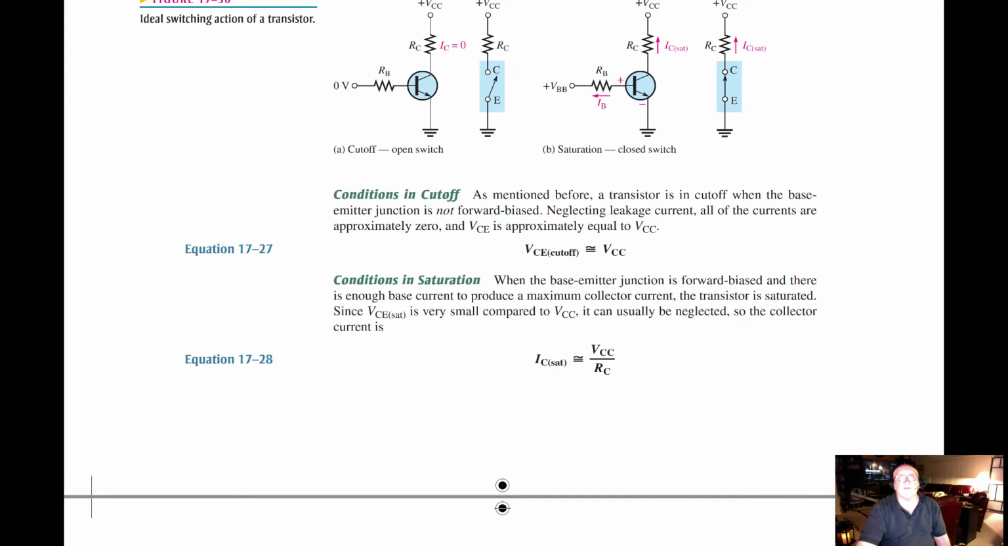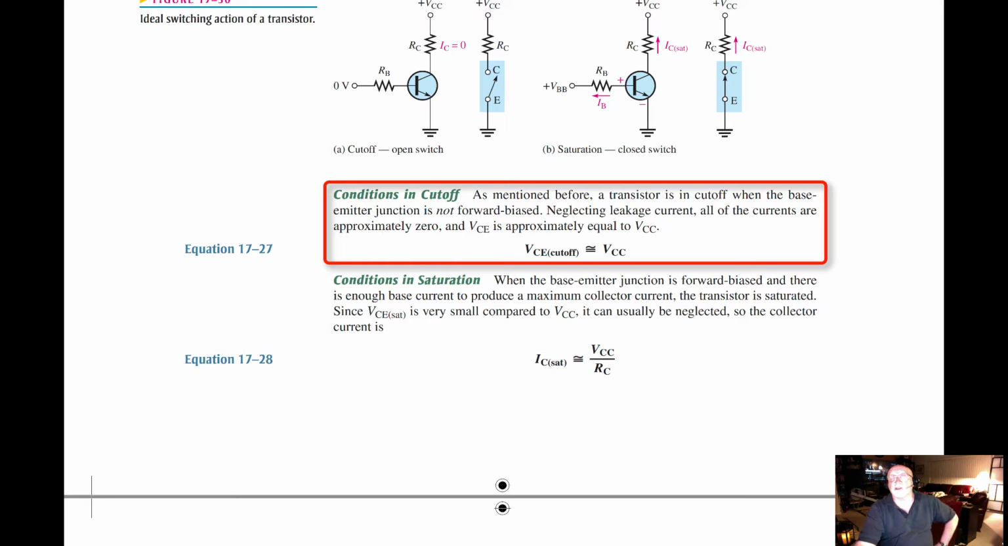Conditions for cutoff. As mentioned before, a transistor is in cutoff when the base emitter junction is not forward biased. Neglecting leakage current, all of the currents are approximately zero, and the voltage collector to emitter is approximately equal to VCC. So VCE cutoff is equal to VCC.